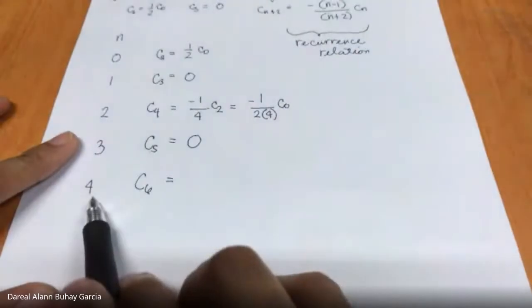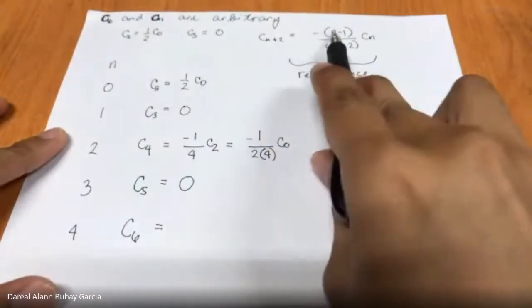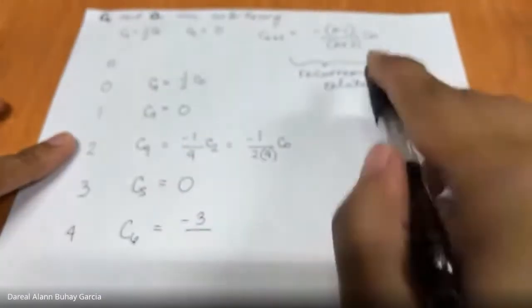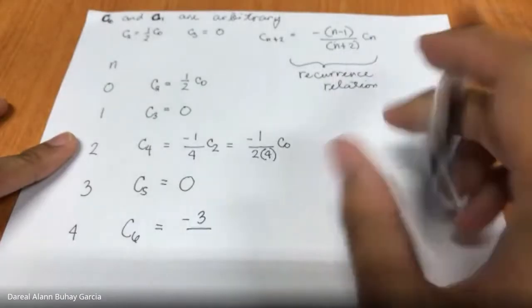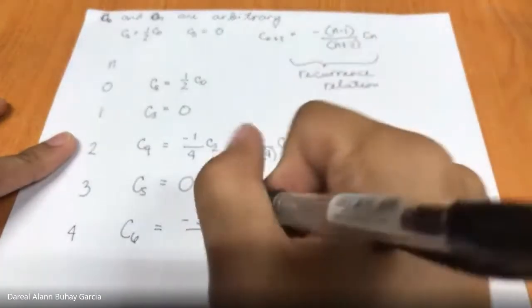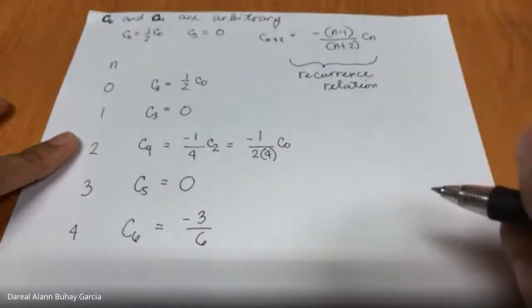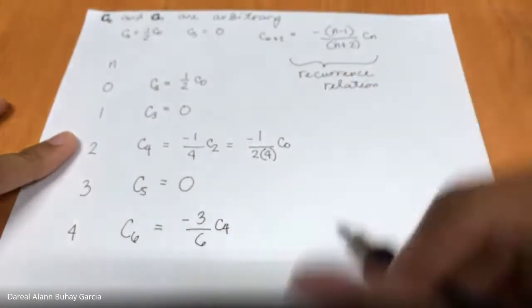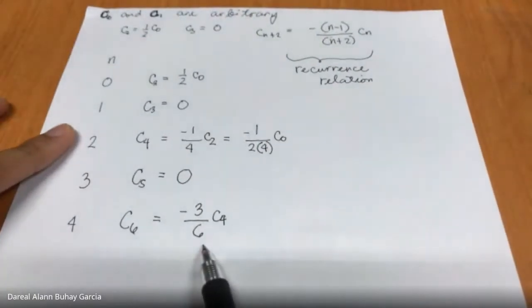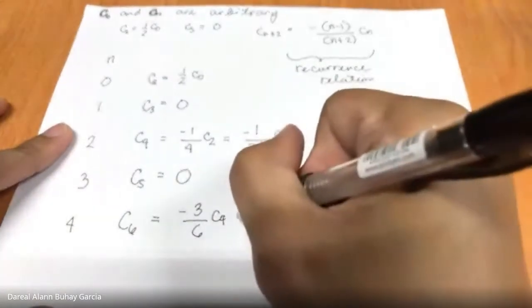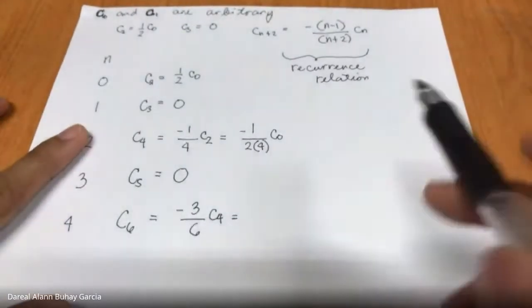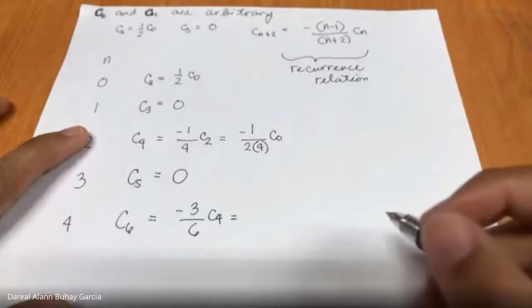So, when n is equal to 4, C6 is equal to 4 minus 1 is 3, so negative 3 over 4 plus 2 is 6, C4. Again, it might be tempting to reduce this to negative 1 half, but we retain the integers to see the pattern.